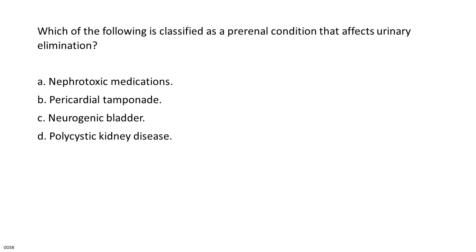Which of the following is classified as a prerenal condition that affects urinary elimination? A. Nephrotoxic medications. B. Pericardial tamponade. C. Neurogenic bladder. D. Polycystic kidney disease.